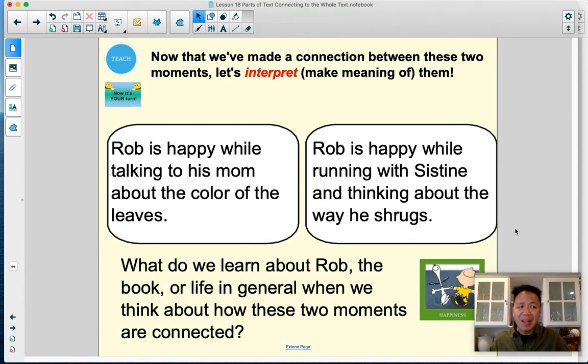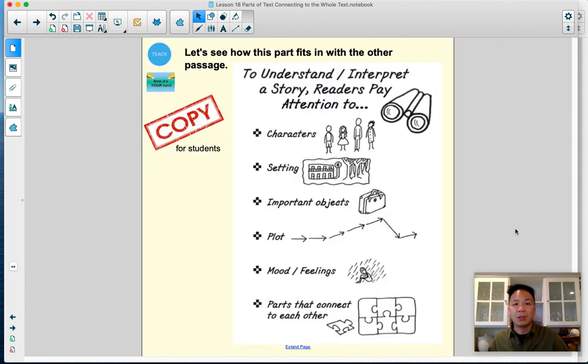So I guess if I had to learn something from that, what Kate DiCamillo might be trying to tell me is that it's not so lonely when you're with somebody who gets you, who understands you. So you see what I'm doing there is I'm interpreting these two moments to make meaning of them, to learn from them, so that way I can understand the world a bit better and the book a bit better.